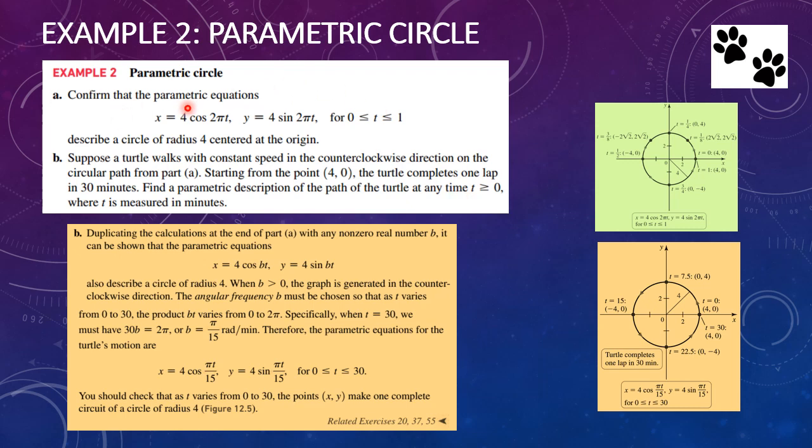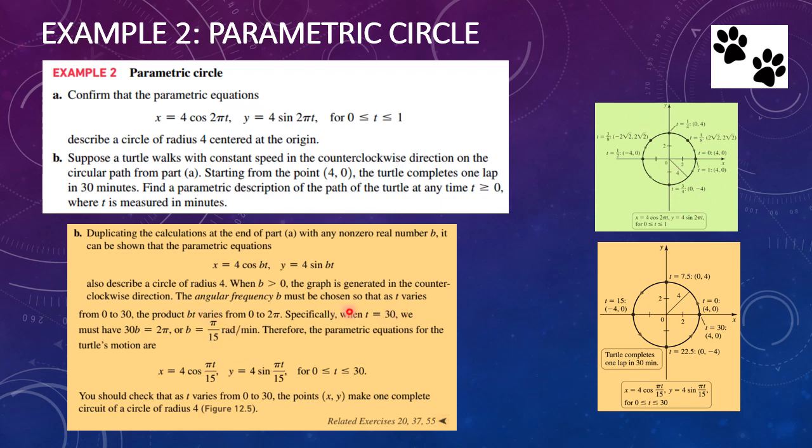So if we duplicate the calculations here, with any non-zero real number b, it can be shown that the parametric equations x equals 4 cosine bt and y equals 4 sine bt also describe a circle of radius 4. When b is greater than 0, we have a positive orientation going in the counterclockwise direction. And the angular frequency, which you might remember from trigonometry, impacts the period, so that one revolution is 2 pi, unless we've adjusted the period.